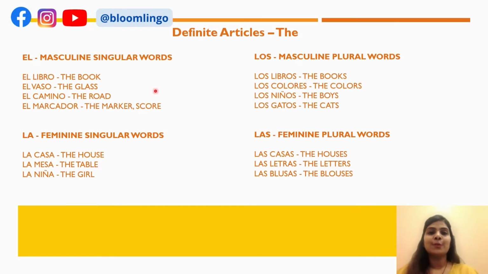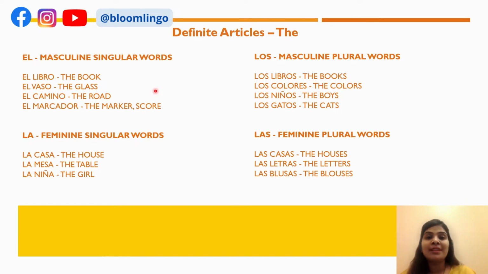Definite articles in Spanish are divided into 4 categories. As we have already seen in the indefinite articles, I hope you guys might be expecting the same. So, it is masculine singular, masculine plural, feminine singular, feminine plural. Let's revise the grammar concept that we have already done. So, any word ending with an O is a masculine word in Spanish and any word ending with an A is a feminine word in Spanish.